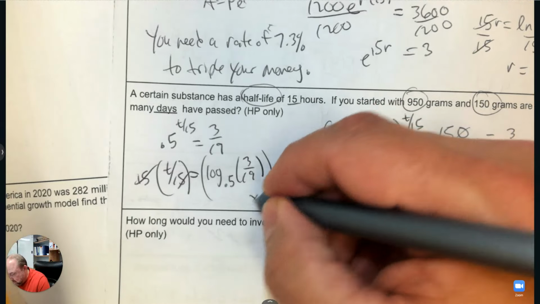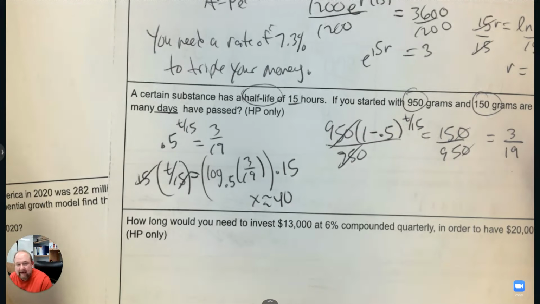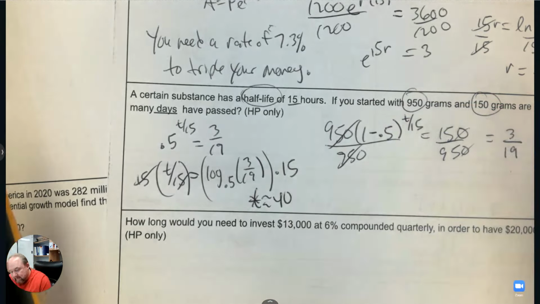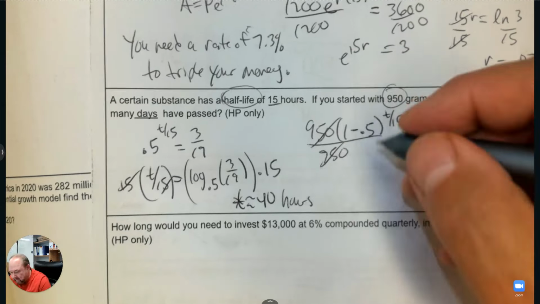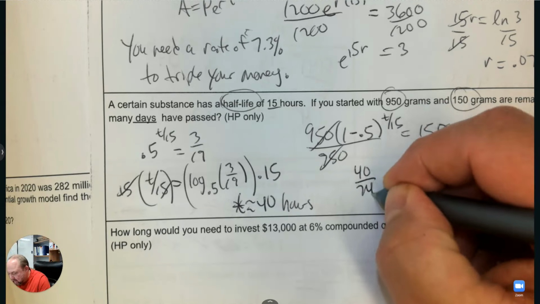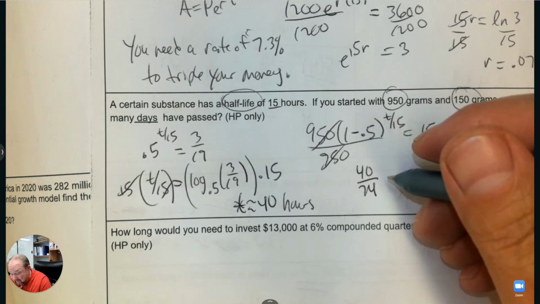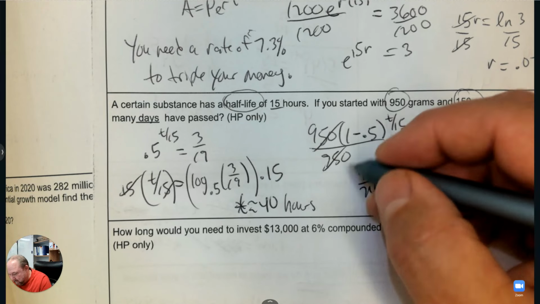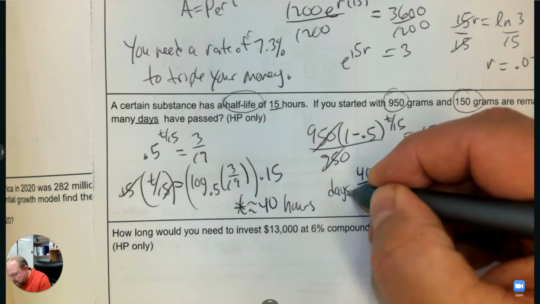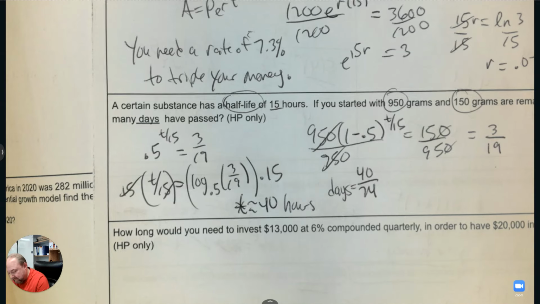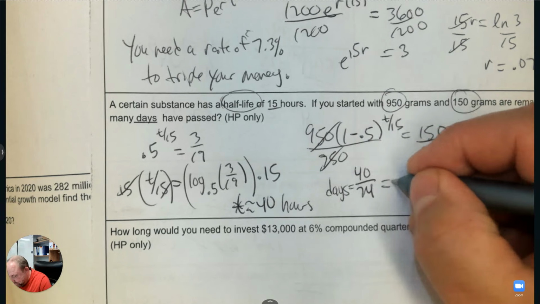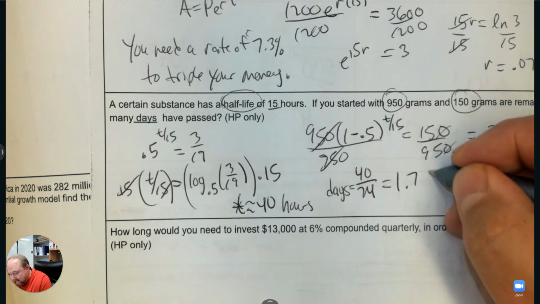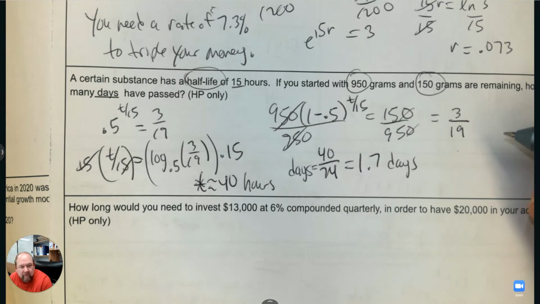So the answer is about 40 hours. Oops, that should be a T. So 40 hours, how would I change that to days? You think, I don't know. Well, how many hours there are in a day is 24. So to change it to days, we're going to divide by 24, so 40 divided by 24. And I get 1.7 or 1 and 2/3 days.